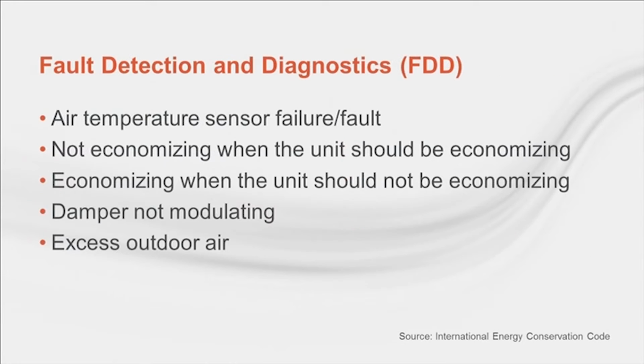The fault detection system should be capable of detecting a number of standardized failures and faults. Examples include improper economizer operation, like when the economizer should be running and is not, or vice versa, and dampers that don't modulate properly. If any faults are detected, the controller must be capable of reporting them to a system that is accessible by operating and service personnel, or the faults must be displayed on zone sensors.